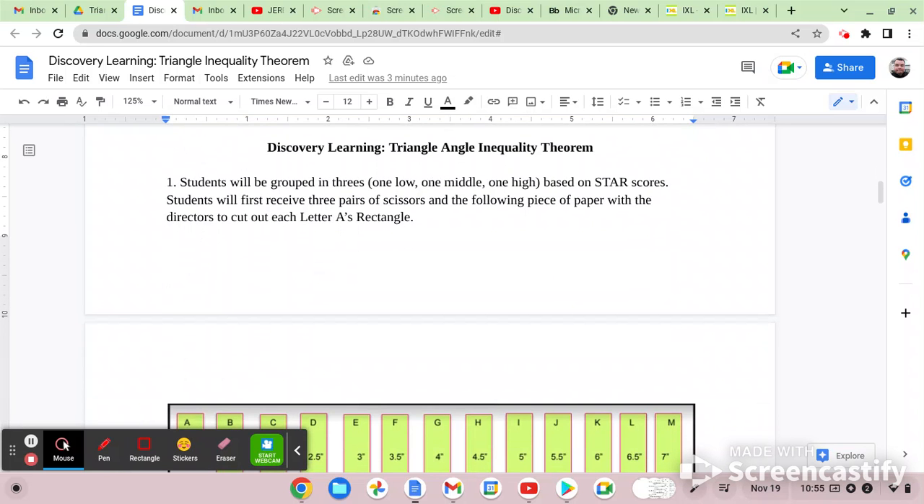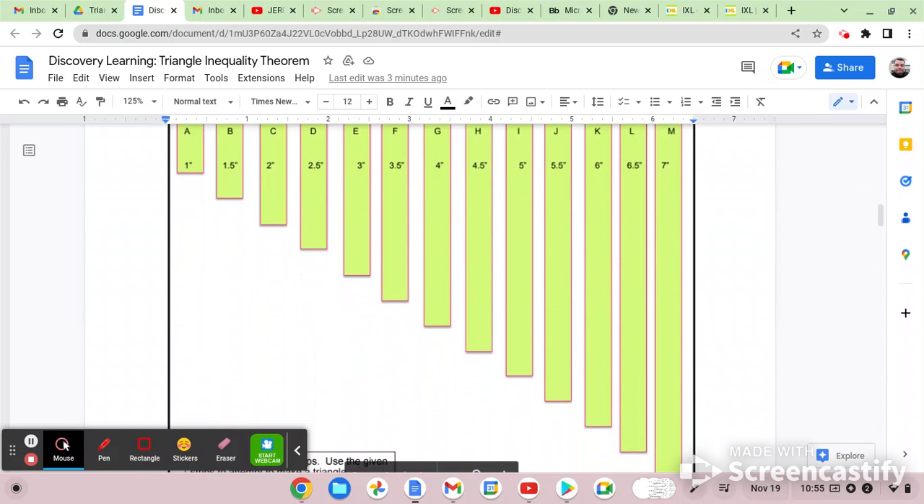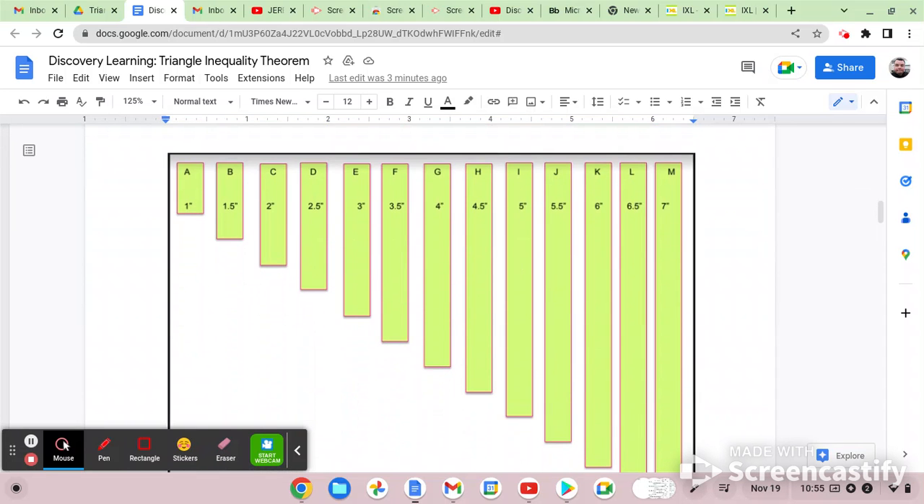All right, with this, we dive into our learning activity next, where I'm going to get them in groups of 3, one student that's low, medium, and high, based off of STAR scores. They're going to receive 3 pairs of scissors apiece. I'm going to make them do a little bit of work starting off, where they're going to be given a piece of paper, with letters A through M and measurements of 1 inch all the way up to 7 inches. They're going to cut them out, and we're going to be using these pieces in the next part.